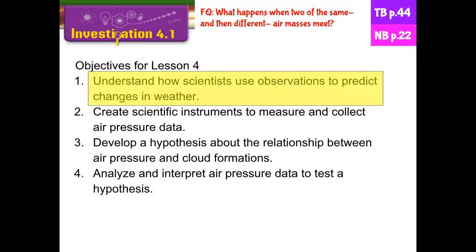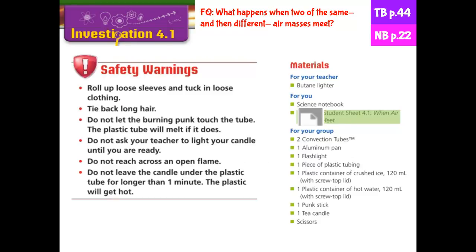The objective for lesson 4.1 is to understand how scientists use observations to predict changes in weather. We're going to be doing that by looking at two different air masses, similar air masses, different air masses, and how they affect the air around them. There are some safety warnings. Your teacher will be going over that today.